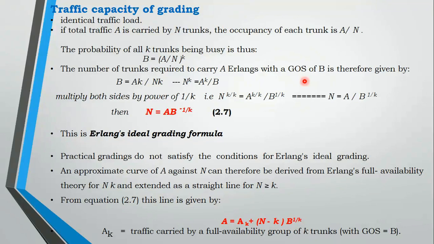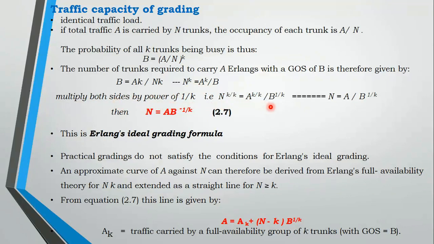That means we need to calculate a formula for the number of trunks n. From this I need the n formula. So this can be written as B is equal to A^k divided by n^k. Ultimately I need one formula for n^k is equal to A^k divided by B. So I need only the n formula, so I'll multiply both sides by 1 over k.